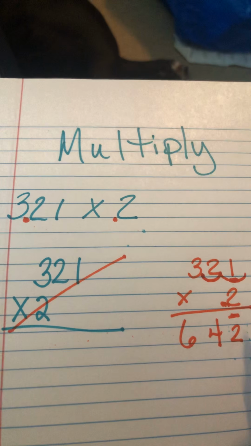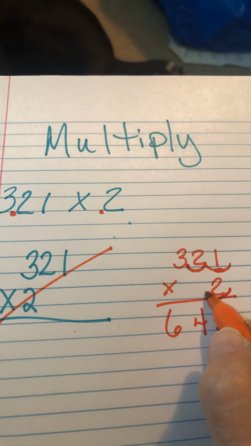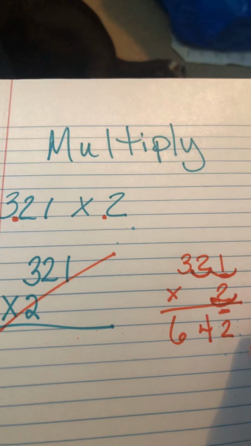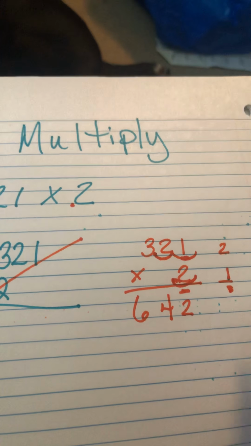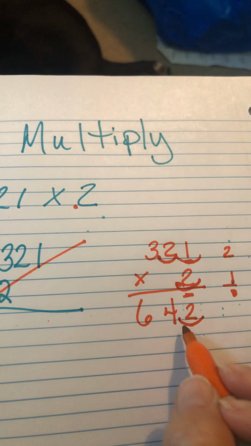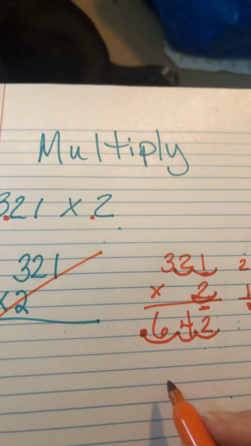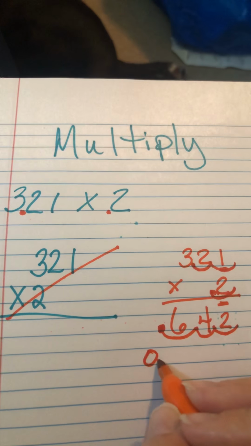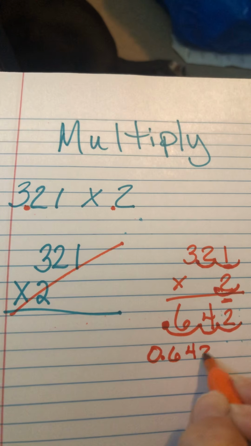So I went around 2 numbers to get to the decimal here. From here to the decimal, I went around 1. So I went around 2 plus 1, I went around 3 numbers. So I need to go around 1 number, 2 numbers, 3 numbers in my answer. And that would be my answer. More properly, it would be written with a 0 in front, 0.642.